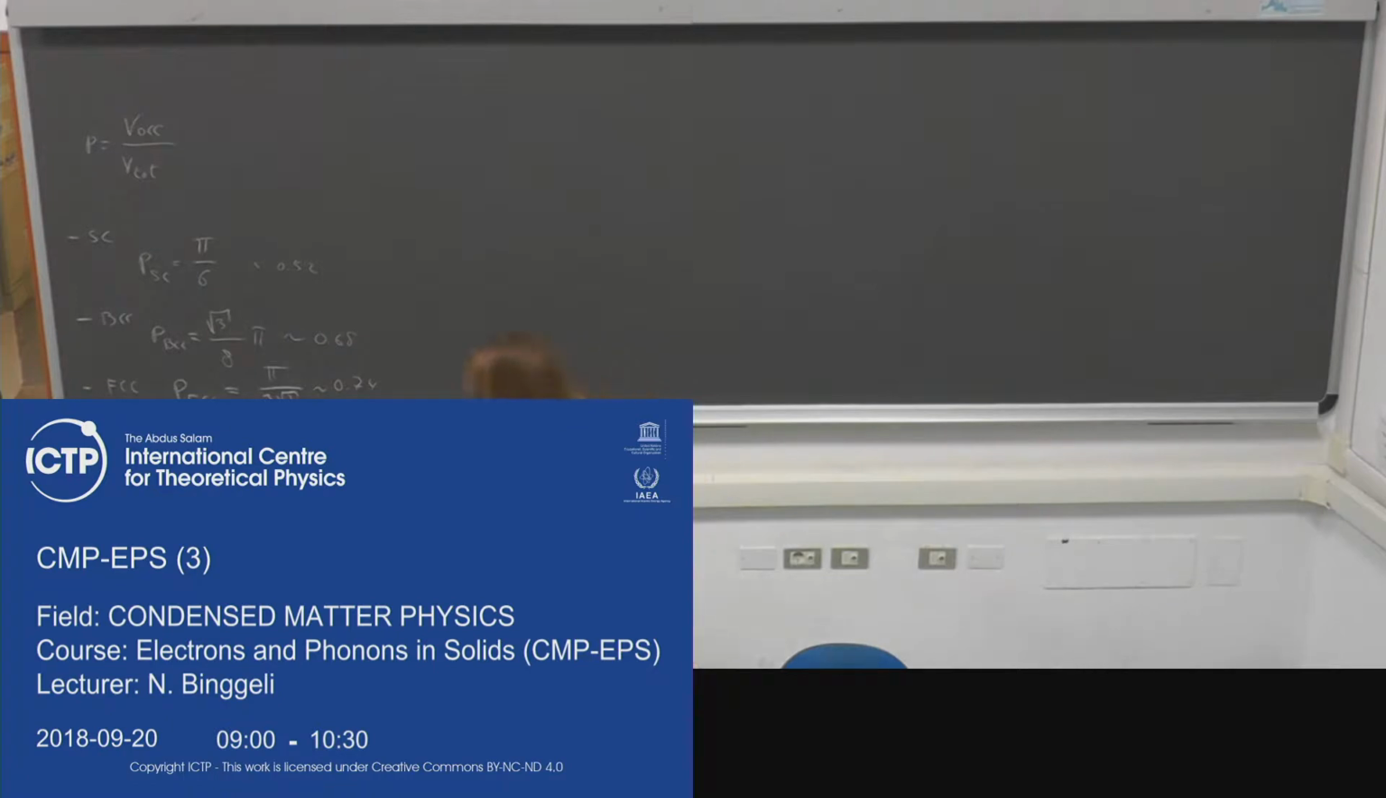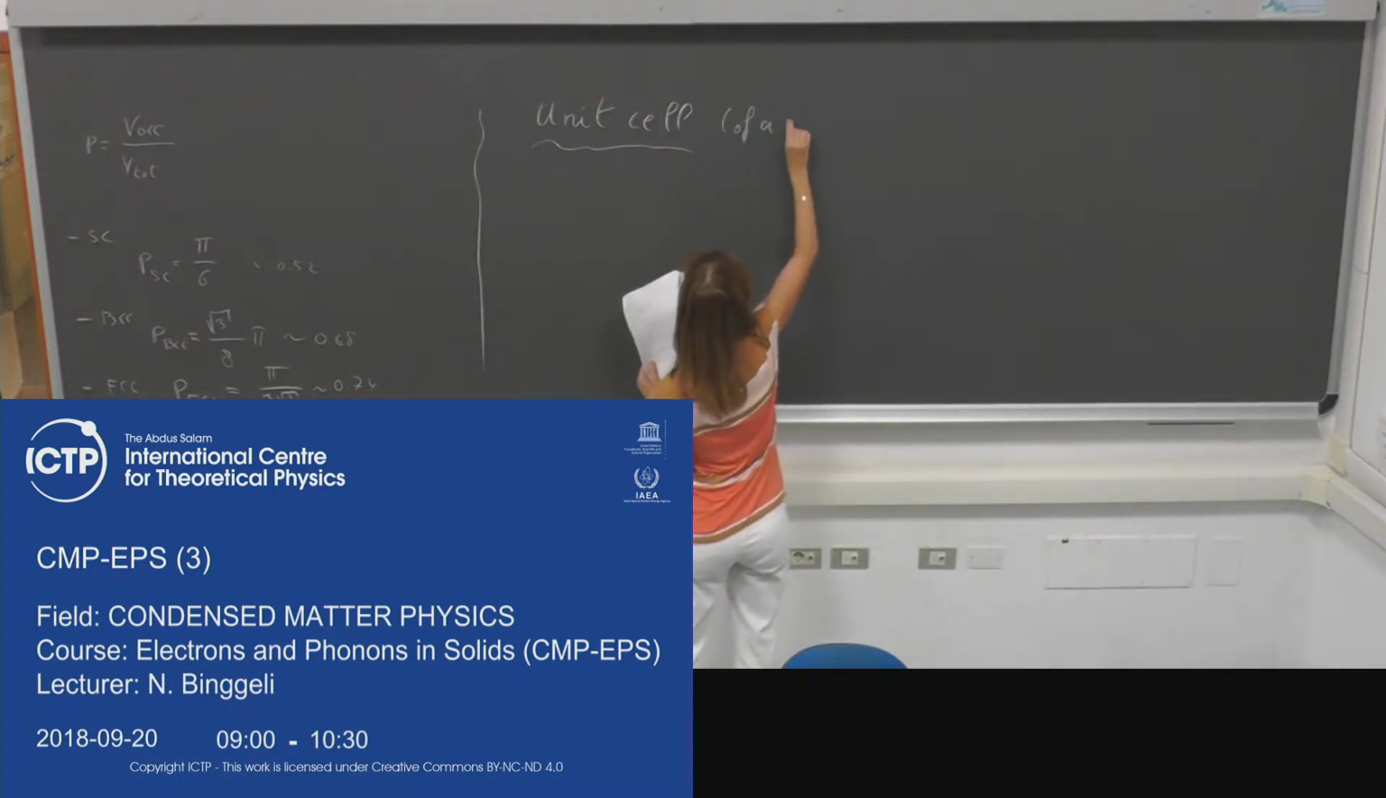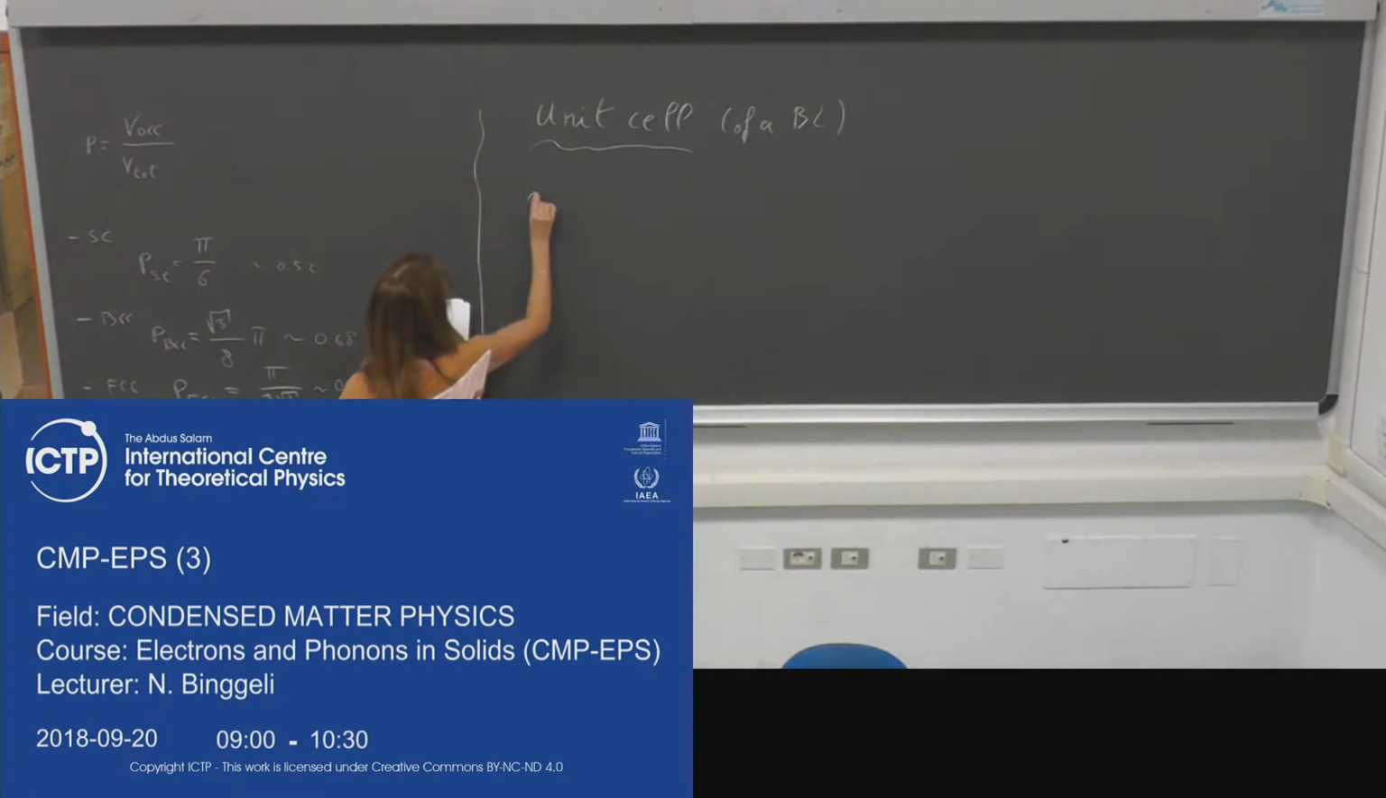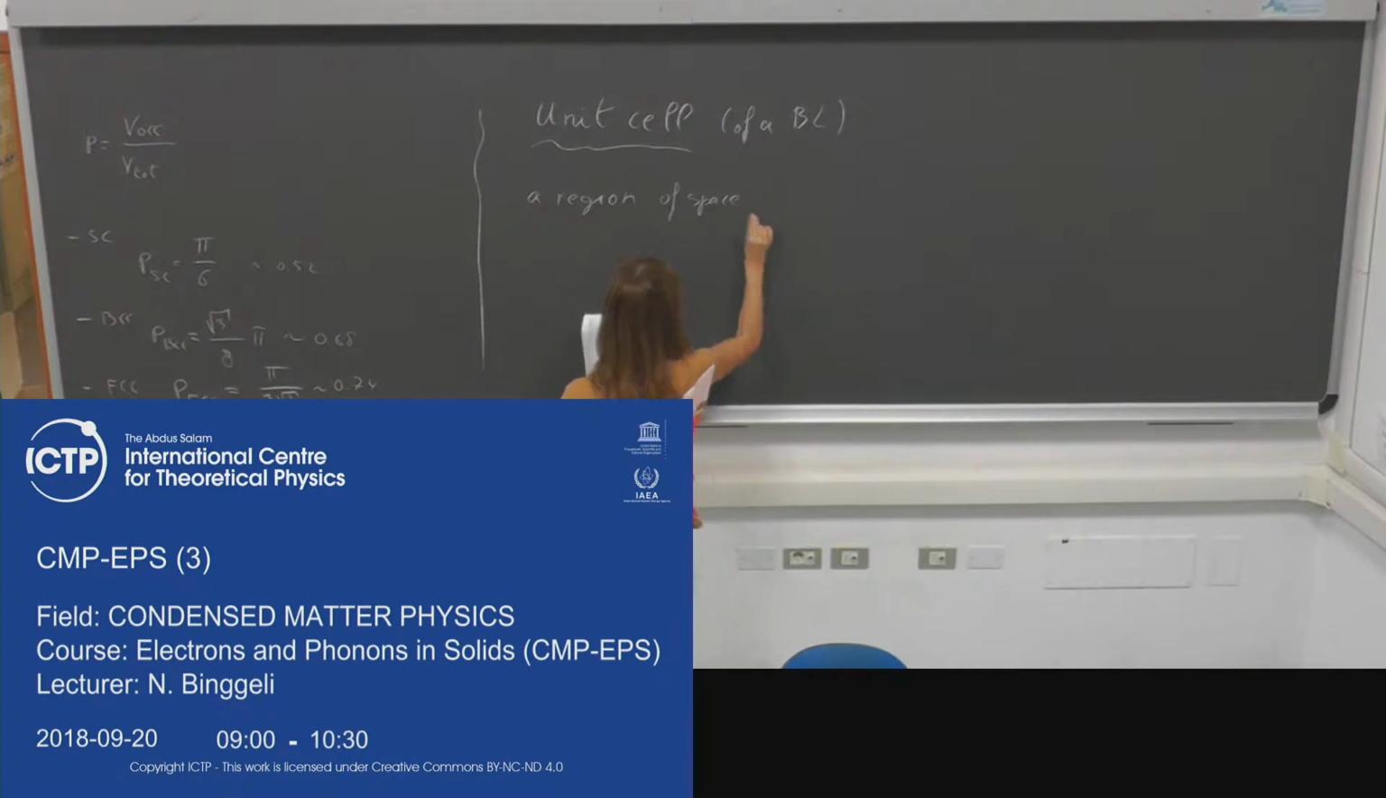And now, today I'm going to continue with crystal structure and Bravais lattices and introduce a new concept, which is that of the unit cell. So the unit cell, for a given Bravais lattice, it's related to a given Bravais lattice. So the definition of the unit cell is a region of space which, when translated by all Bravais lattice vectors, fills the whole space, and this without overlap.